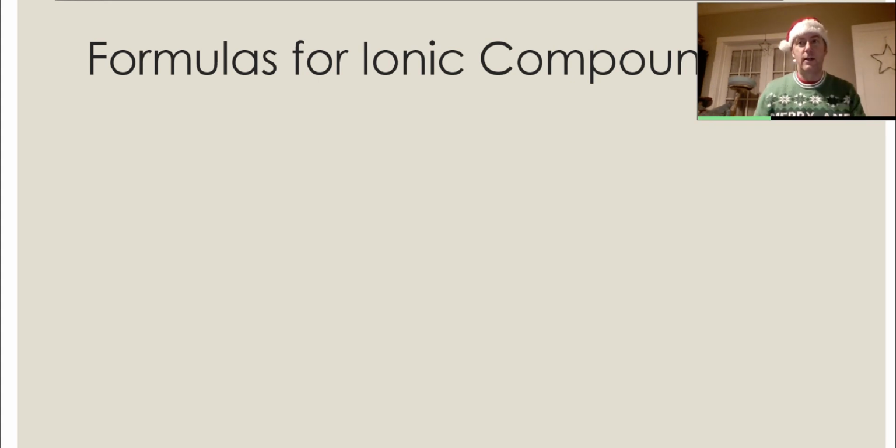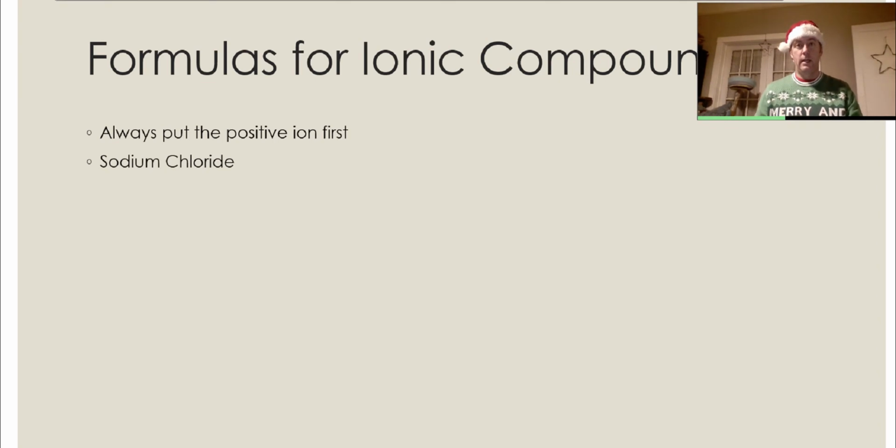Formulas for our ionic compounds: as we're writing the formulas, we always put the positive first. We have that example, sodium chloride, a great poster child for ionic compounds. Like we talked about with the naming rules, for the cations you don't change the ending. We just say sodium. But the chlorine becomes chloride because it takes an electron and becomes a negative charge. So we change the ending of the anions to -ide. We always start with positive, then the negative, in that order.